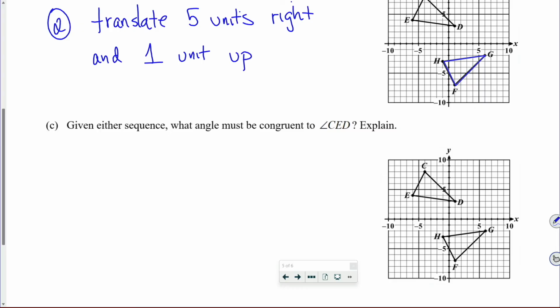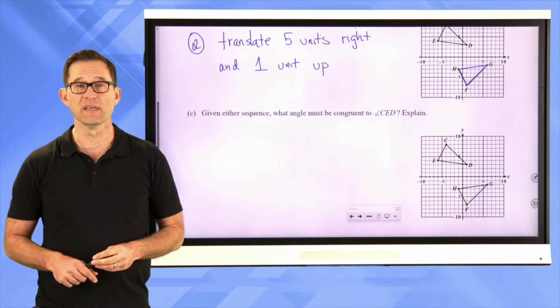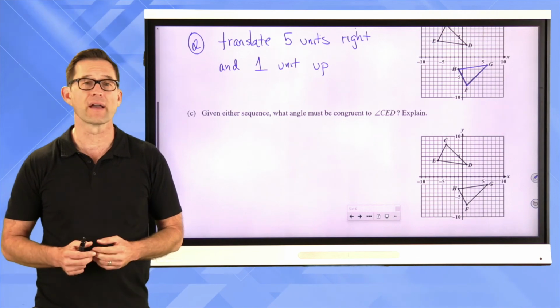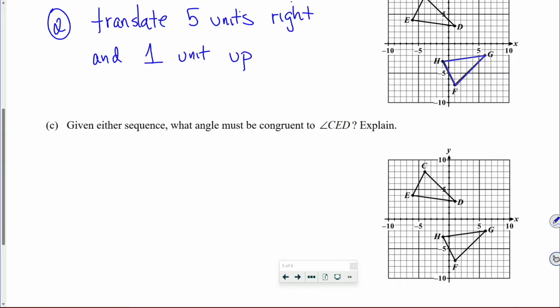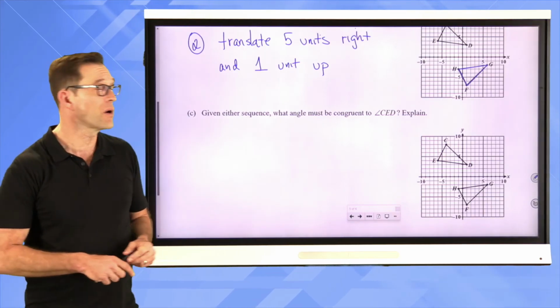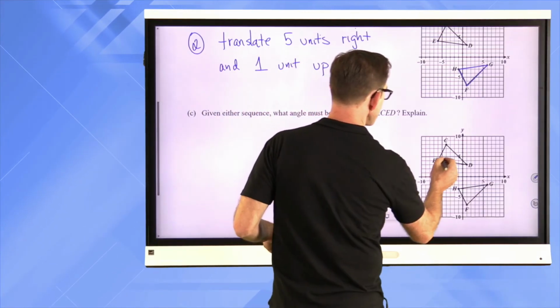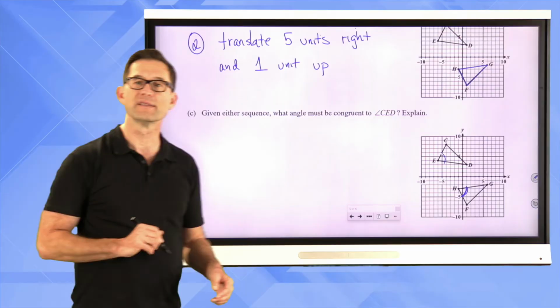Given either sequence, what angle must be congruent to angle CED? Explain. All right, so what angle has to be congruent to angle CED? Pause the video now, write down the angle, and then explain why that's the case. All right, well, regardless, if I take this angle, CED, and I reflect it and translate it, or translate it and reflect it, it ends up being this angle. That's where it ends up mapping to.